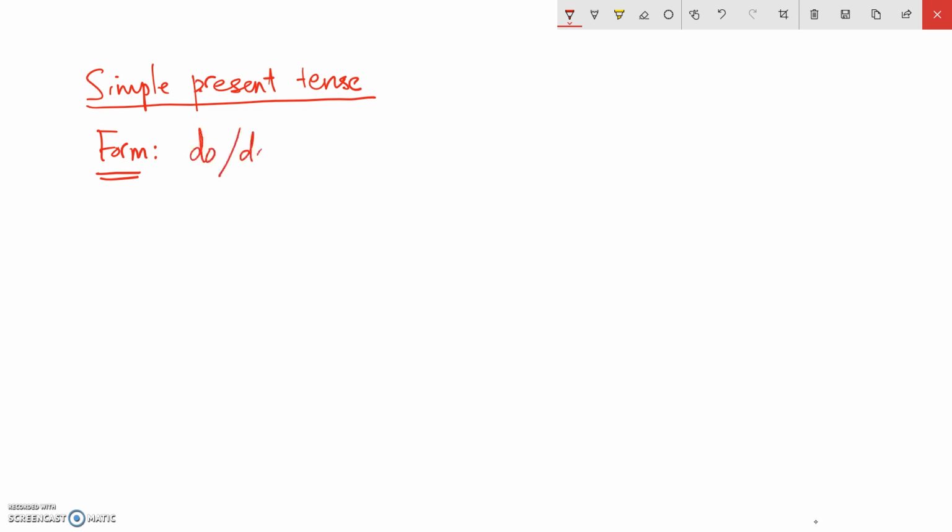First, let us look at simple present tense. How to form simple present tense. So the form would be, by the word form, what I mean is the structure. Do or does plus the base form of the verb.